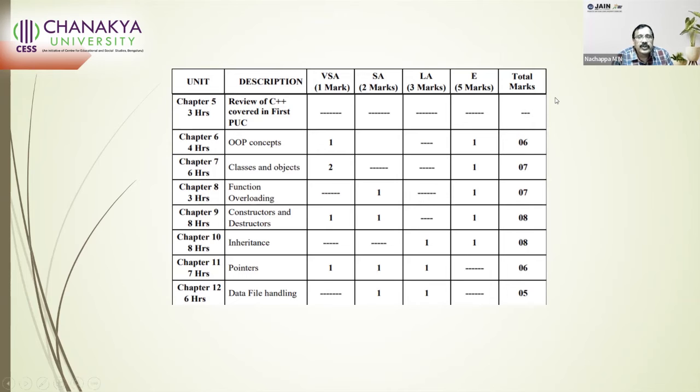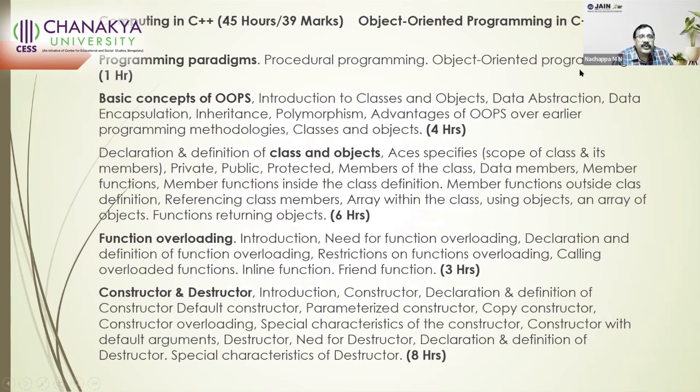So here you can see that to start off, you have the programming paradigms. That means what is a procedural language, what is object-oriented programming. Then again, you can see that you have the basic concepts. So you have concepts of classes, you have objects, what is data abstraction, what is encapsulation, inheritance, polymorphism, and of course, what are the advantages of object-oriented programming? That comes in the first basic concepts as such.